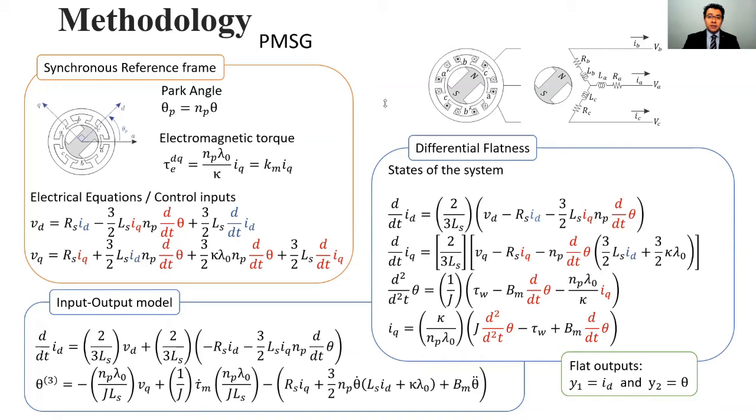From the equations of the system, we realize that all phase variables, as well as the control inputs, can be expressed in terms of the angular position, the electric current, and its derivatives. Then, the system qualifies as differentially flat, with the angular position and the current i_d as flat outputs. Finally, we obtain the input-output model of the system by deriving the found flat outputs, obtaining these equations.